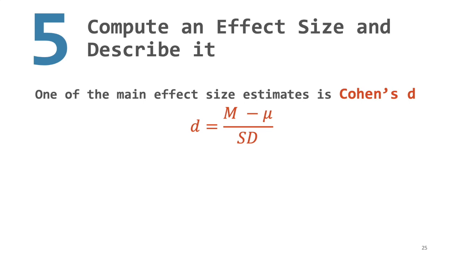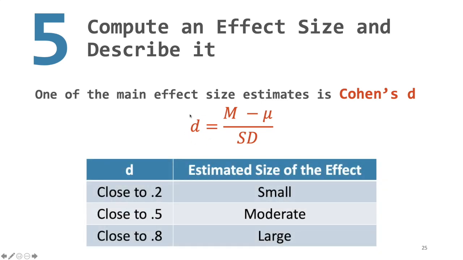We also will want to compute an effect size and describe it. One of the ones that comes up all the time is called Cohen's d. It's a standardized mean difference score. It's the mean of our sample minus the mean of the population over the standard deviation. That's going to give us our d. And Cohen defined these as 0.2 being small, 0.5 being moderate, and 0.8 being large.